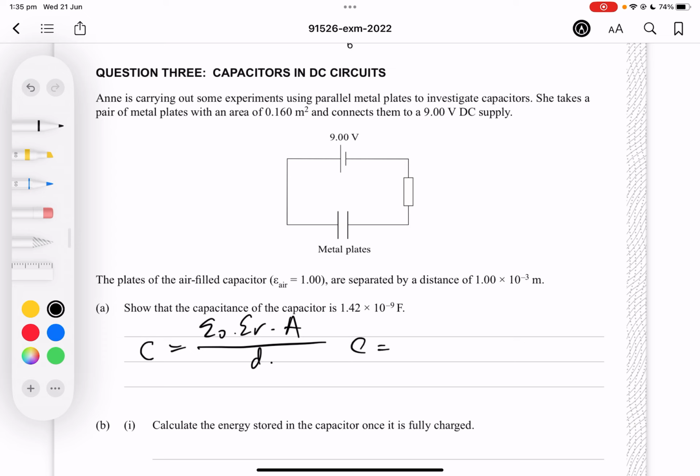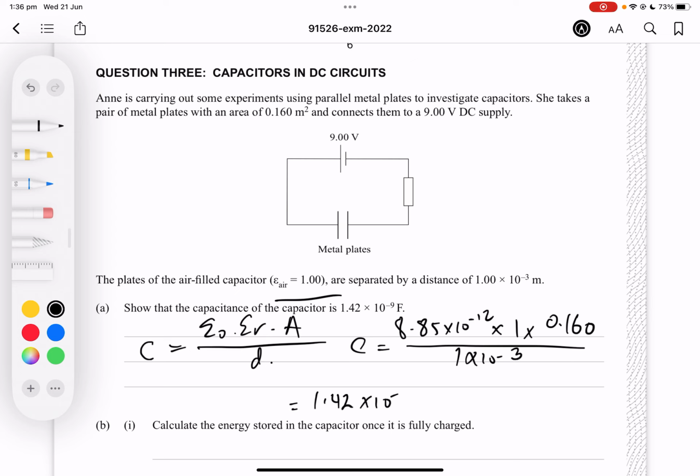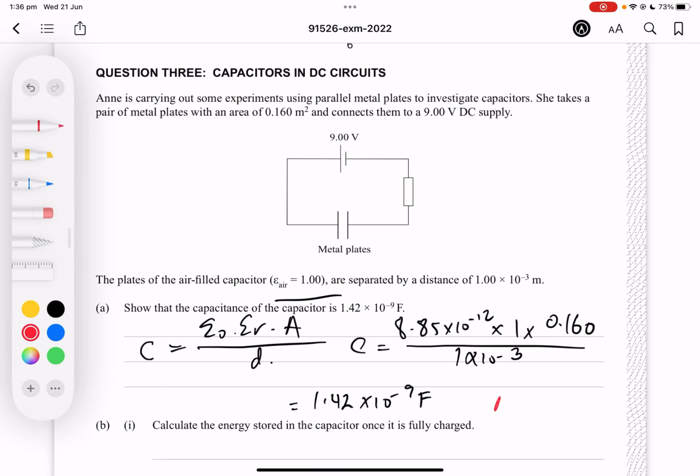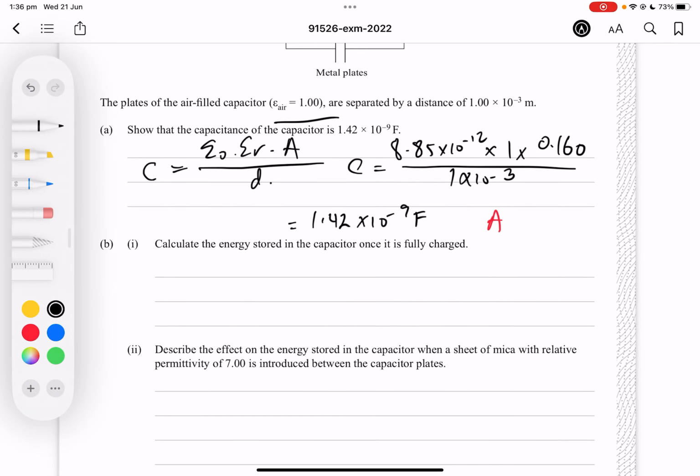So this C is equal to 8.85 times 10 to the power of -12 multiplied by the dielectric constant, which in this case we're using 1, multiplied by the area, which is 0.160, all divided by the distance, which is 1 times 10 to the power of -3. And this should give us an answer of 1.42 times 10 to the power of -9 farads. And this should just be an achieved level question for the correct answer, just plug and chug.